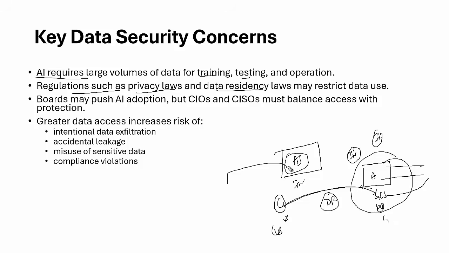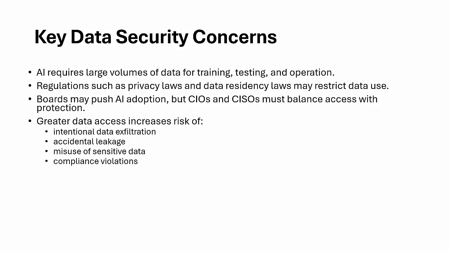You need to understand that data residency plays a very important role. You cannot move data outside the country. We need to take approvals and all that. And when the board may push AI adoption, the CIO and CISO must balance access and protection with business units and all that.